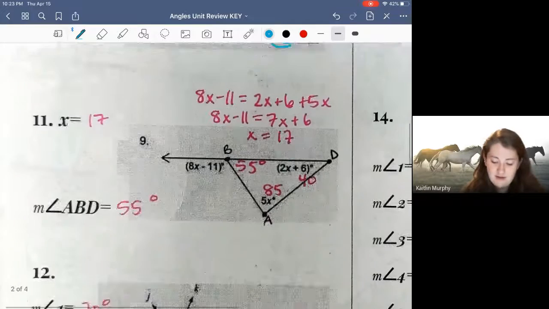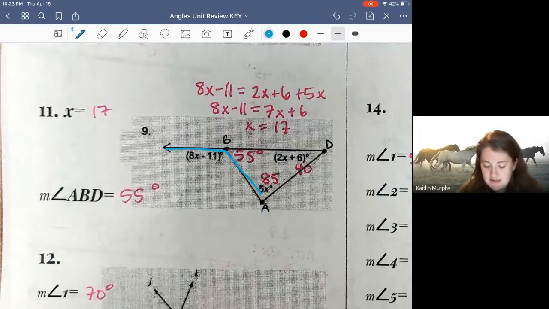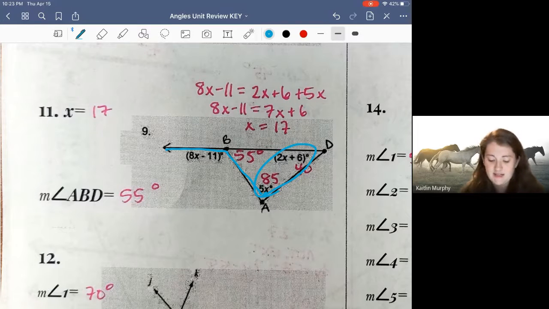On number 11, we've got another exterior angle here. So that should be equal to the sum of the opposite interior angles. So 8x minus 11 equals this 5x plus the 2x plus 6. I solved that out and got x equals 17. And then plugged it back in to this 8x minus 11.